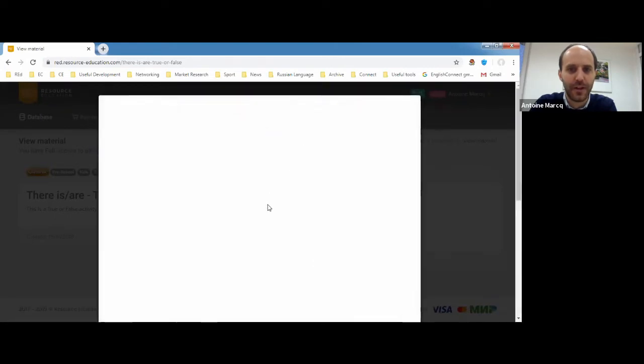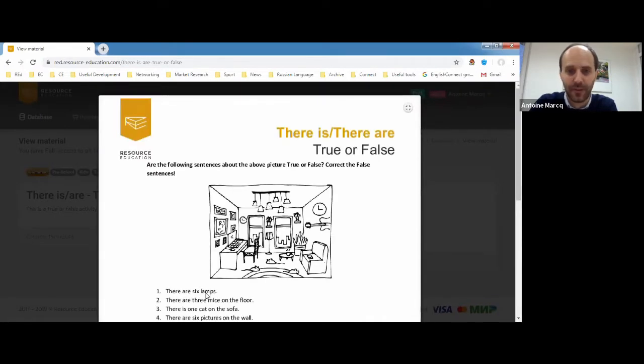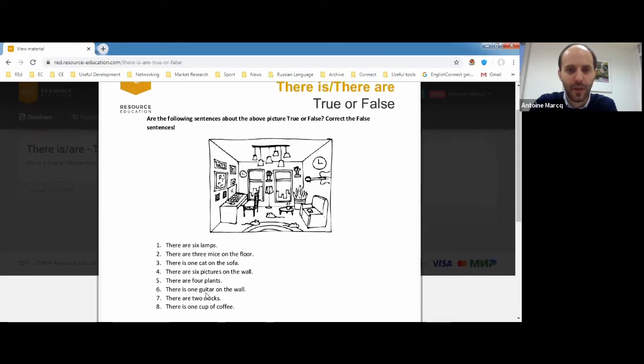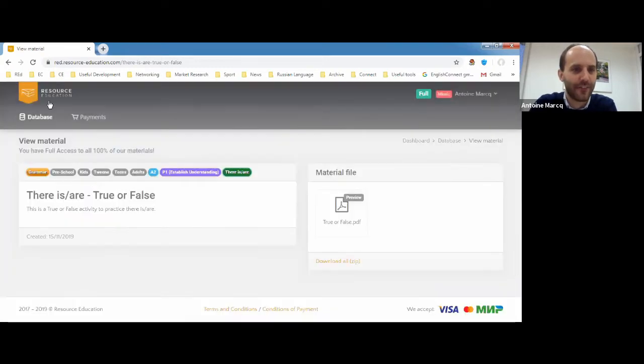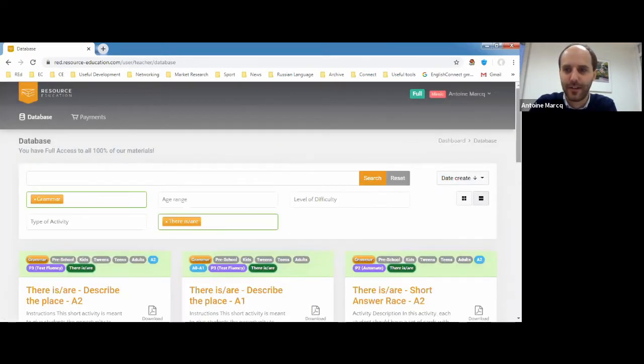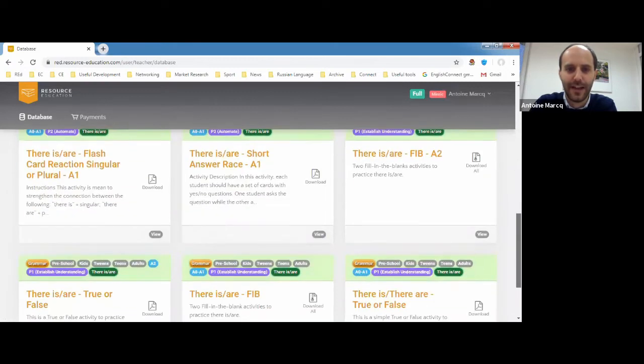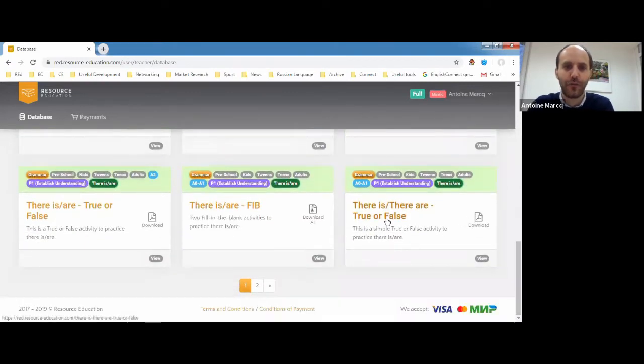Just another picture and more statements. There are 6 lamps this time. There are 3 mice on the floor. There's 1 cat on the sofa, etc. So here you have it. There are true or false.